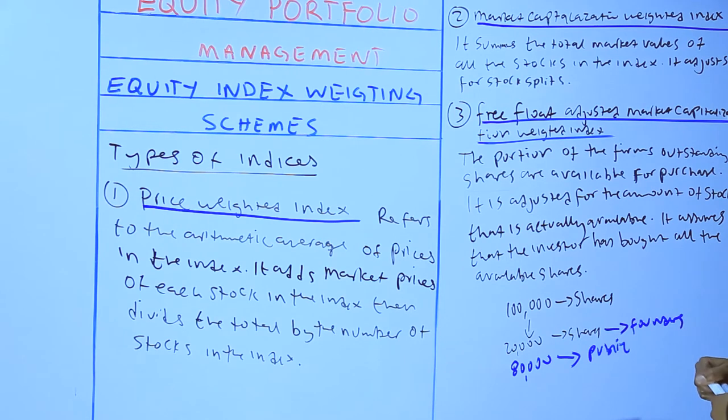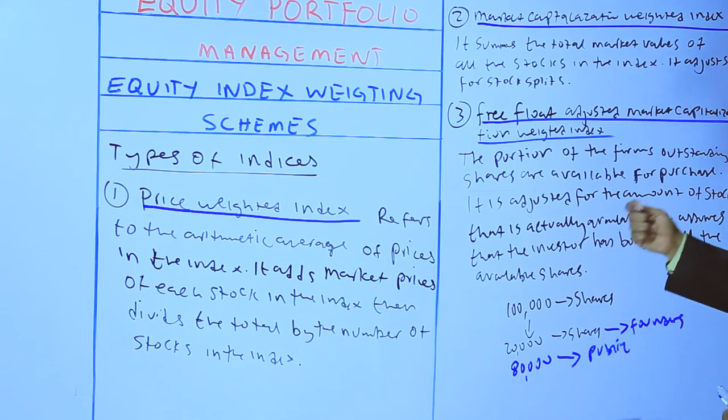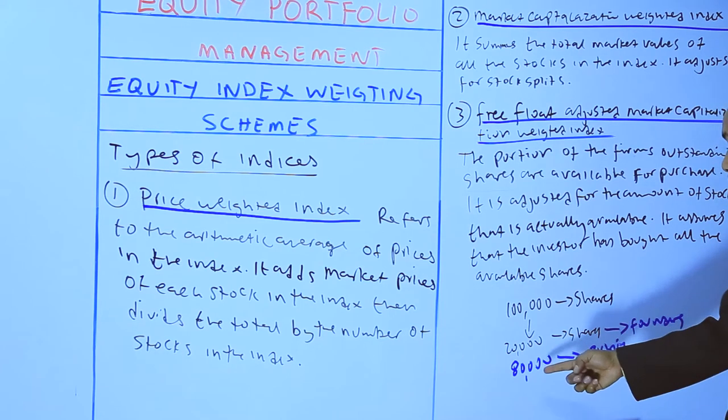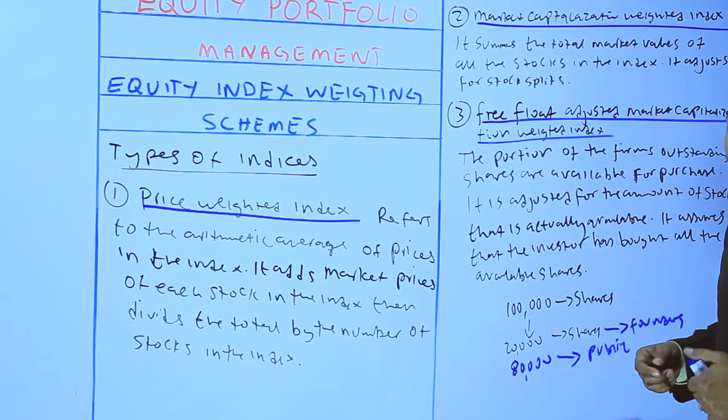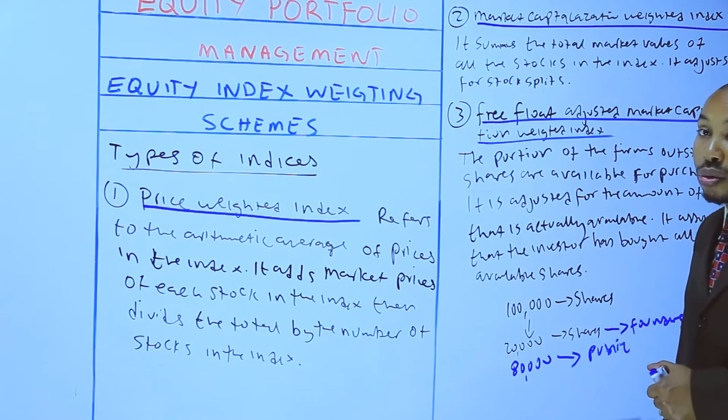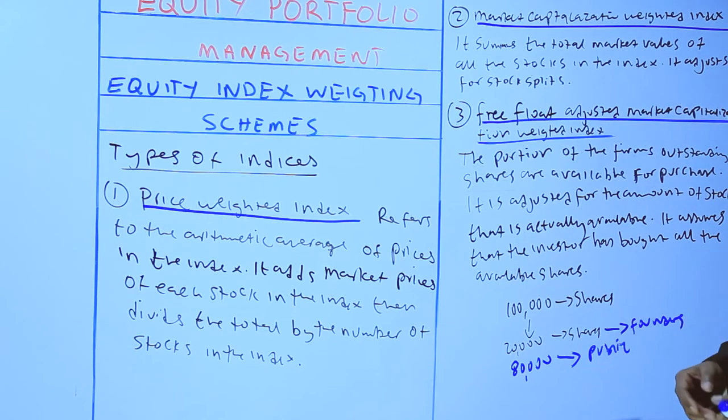So we are saying that this free float market capitalization weighted index adjusts for the amount of stock that is actually available. The free float is just the amount of free shares that is available for investors. There is always a bias in this free float adjusted market capitalization weighted index, in the sense that the index might be biased upwards because of the difference between the number of shares issued to the founders and the number of shares issued to the public, and that brings about some upward bias towards the index.